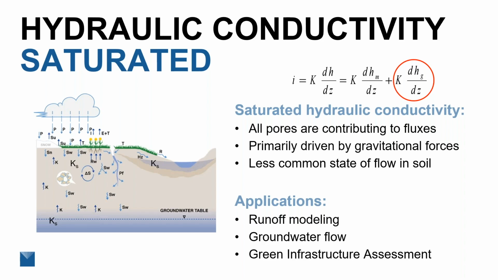It's also an important measurement for groundwater flow, just to better understand how water is going to move throughout the groundwater table. And also in green infrastructure assessment, hydraulic conductivity is really important in making sure that we design our rain gardens and our bioswales and all these things to be able to properly infiltrate water that's coming off of, say, a parking infrastructure to help us do a better job of mitigating urban runoff.